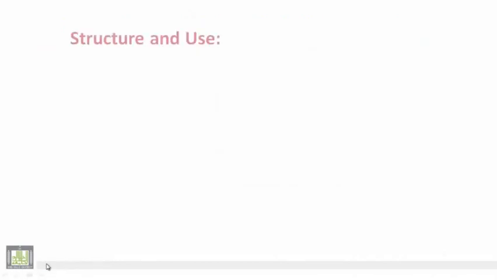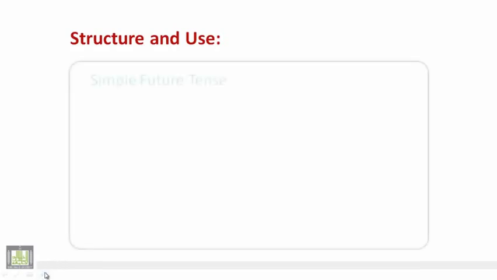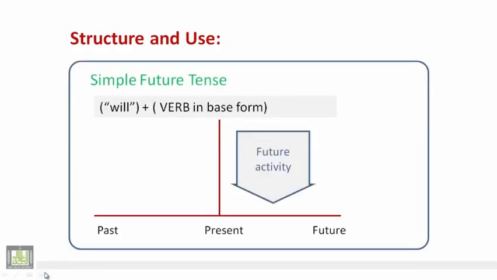Now, let's start by reviewing the structure and use, how it is constructed, how it is formed, and how it is used. The simple future tense is the tense that is constructed by the use of the auxiliary will plus a verb in its base form, or what we call verb 1.